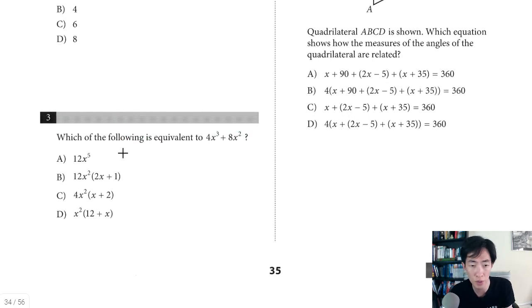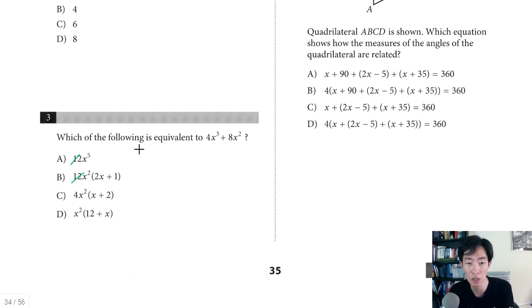Question 3. Which of the following is equivalent to 4x cubed plus 8x squared? When you glance at the answers, what you'll notice is that you've got an x squared, or an x to the fifth, and then it's multiplied by two things added together in parentheses. That should look like you factored something out from the original. So keeping that in mind, what could you possibly factor out from the original? The 12 is too big, so we're going to reject those. You could factor out a 4x squared. You could also factor out an x squared.